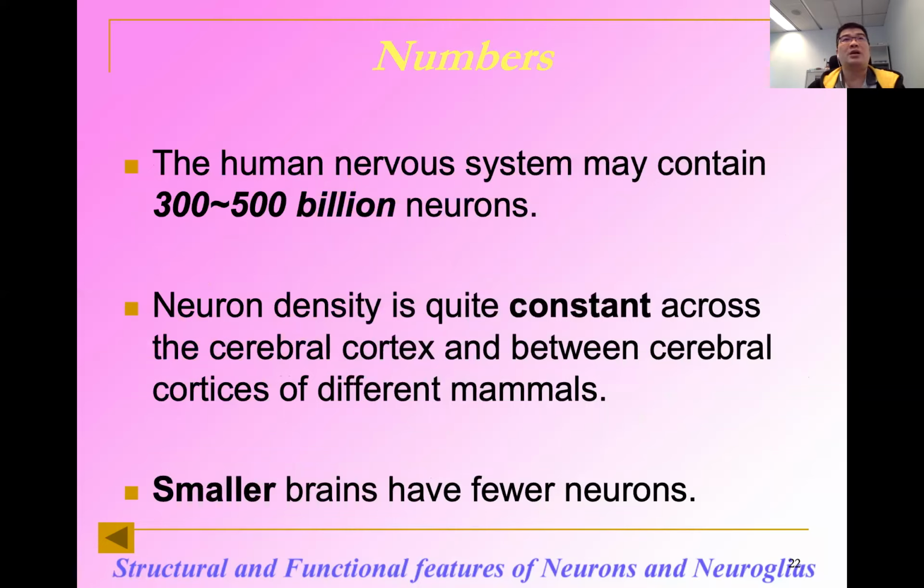So the human nervous system actually contains around 300 to 500 billion neurons. So you see that there are a lot of neurons in the cell, and the density is quite constant across the cerebral cortex in different mammals. That's the reason why smaller brains have fewer neurons, and bigger brains have more neurons. Okay, that's usually the case.